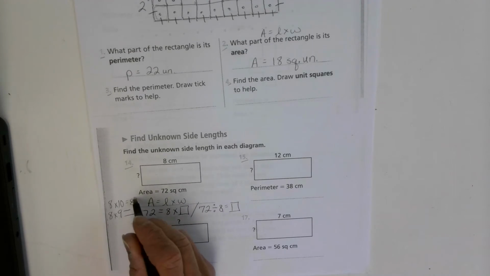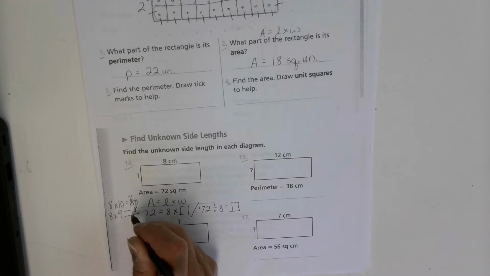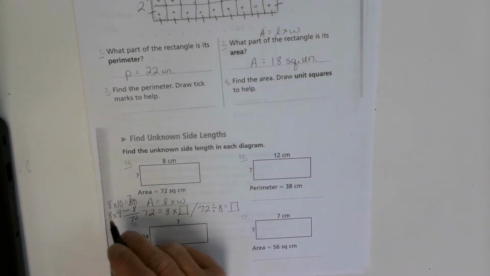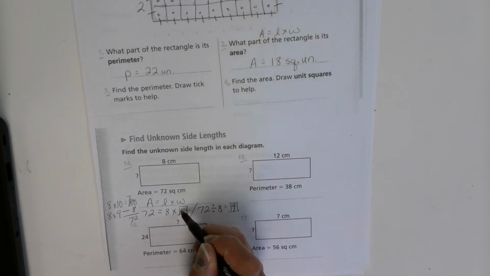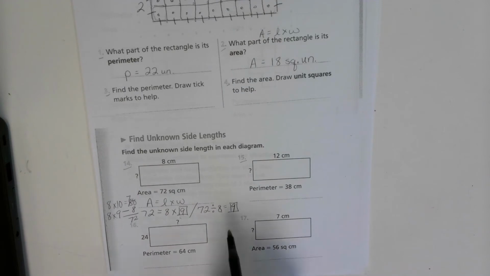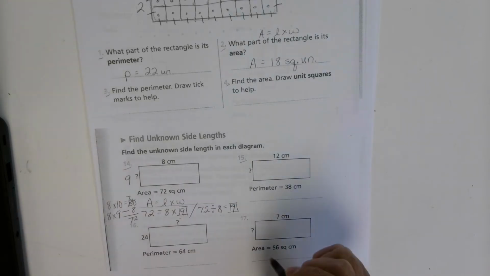Let's see. 10 minus, oh, I'd have to make that a 7. 10 minus 8 is 2. 7 minus nothing is 7. That would be 72. So since I know 10 groups of 8 are 80, 9 groups of 8 must be 72. So I'm using that inverse operation. 9 times 8 equals 72. How many 8s are in 72? I could count by 8s, but that's kind of difficult. I'd rather use what I know. So now I know that the unknown side length, the width, is 9 for this one.